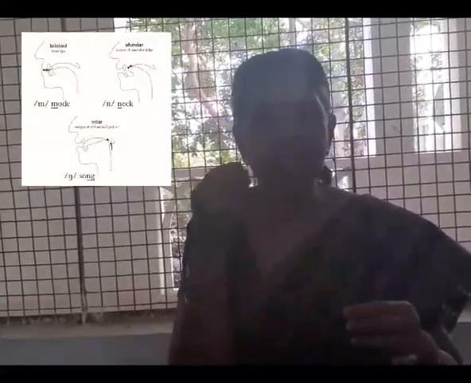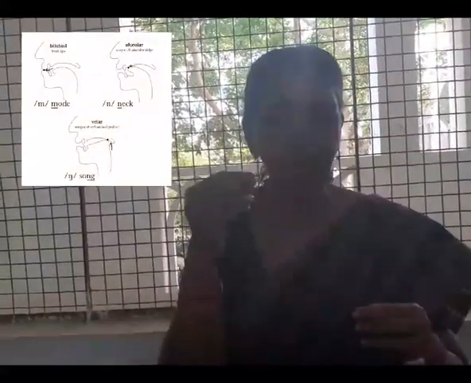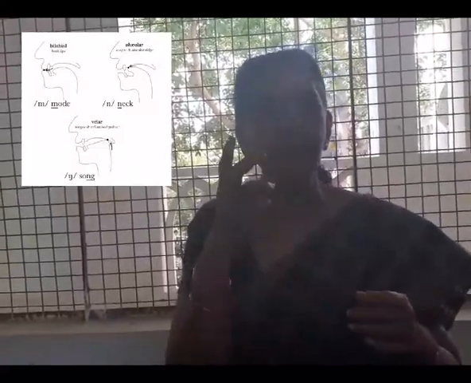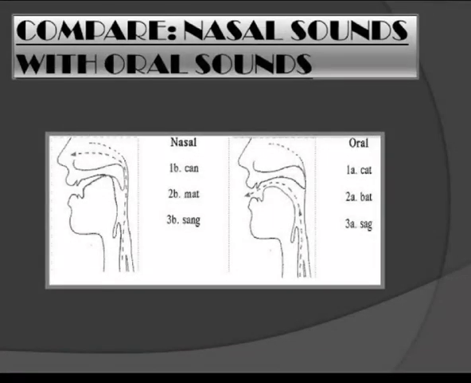Examples are m, n and ng: man, nun, sing. So these are all nasal sounds. If the nasal passage is closed by raising the velum, the air passes through the mouth and the sound produced is the oral sound. The next organ is the tongue.